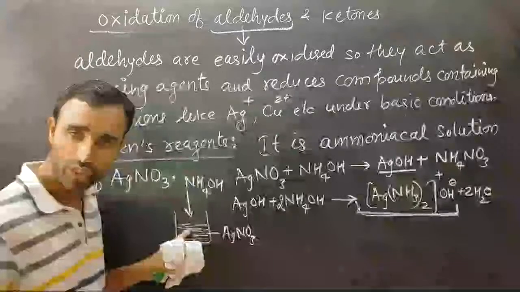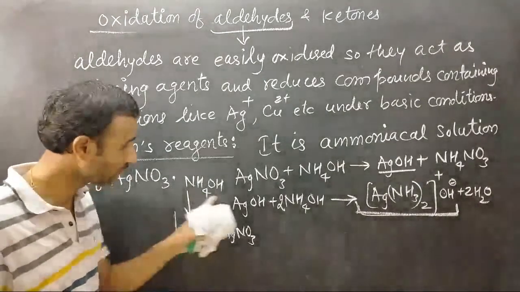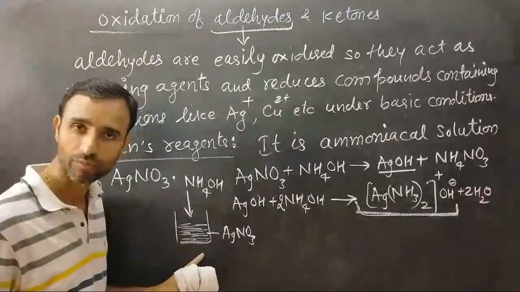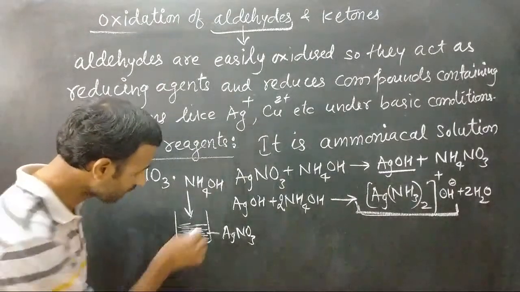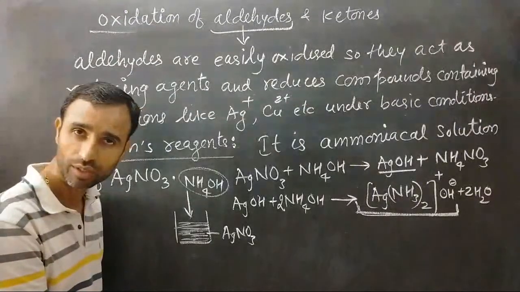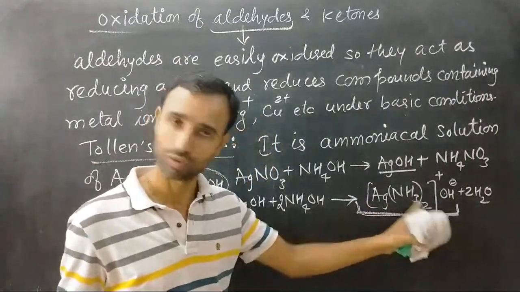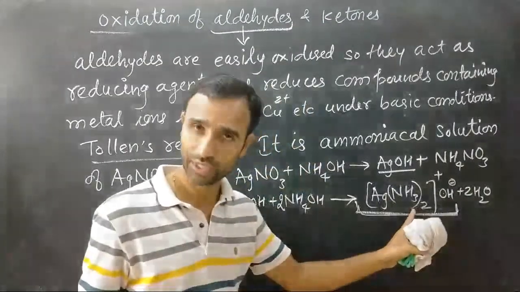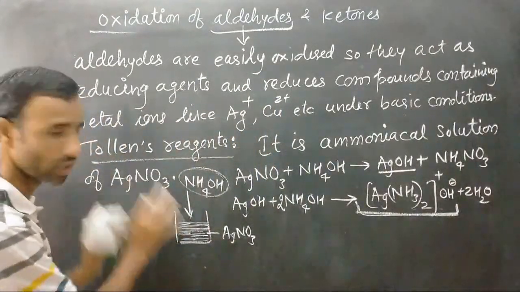We should not stop here. We continue to add ammonium hydroxide till all the precipitate redissolves. First it is formed and then it redissolves, and because of this the solution becomes basic. This complex is formed, a clear solution, ammoniacal silver nitrate, along with 2H2O. So this is the Tollens reagent.